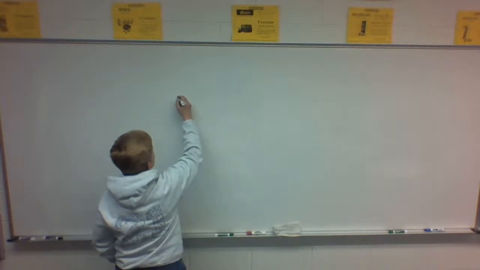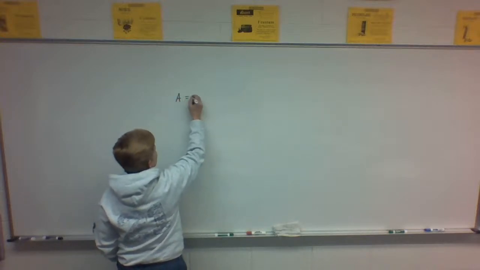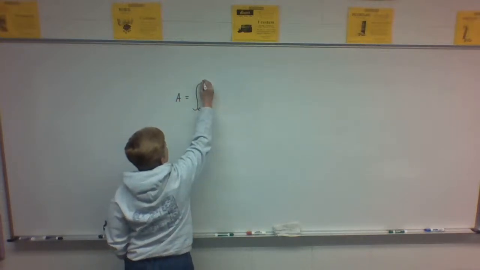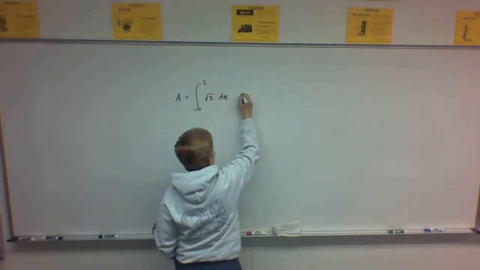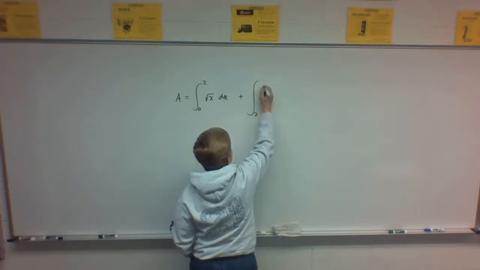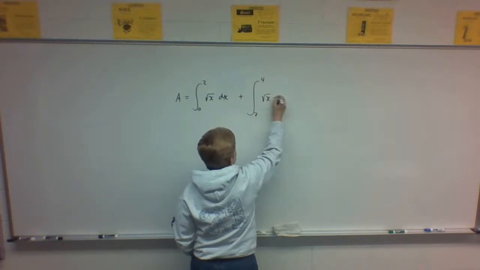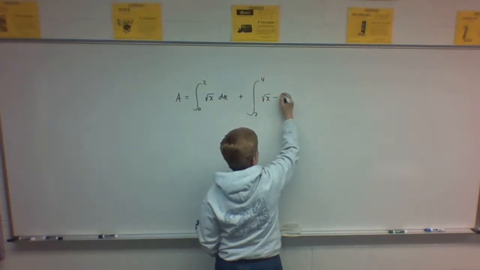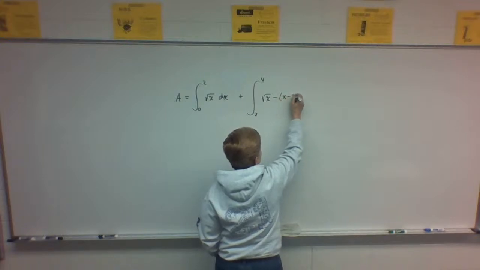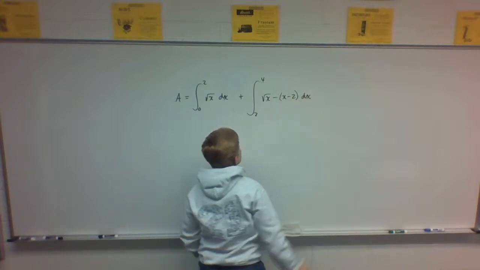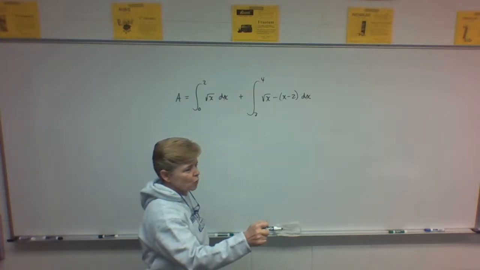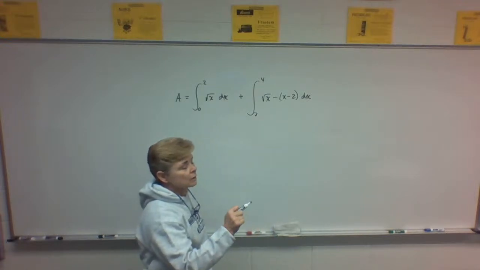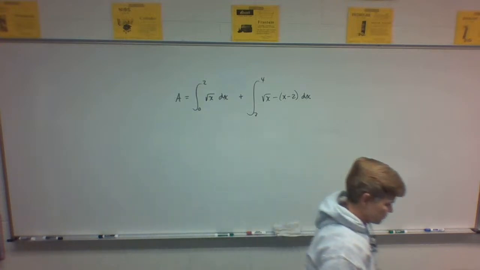So to find the area that they're asking us to find, you would do an integral from 0 to 2 of just root x. That's the A region. And then you would add on the integral from 2 to 4 of root x minus the line, which was what? x minus 2. You see why it has to be this way? To get the region that they want in the first quadrant only. Yeah. Okay, good.